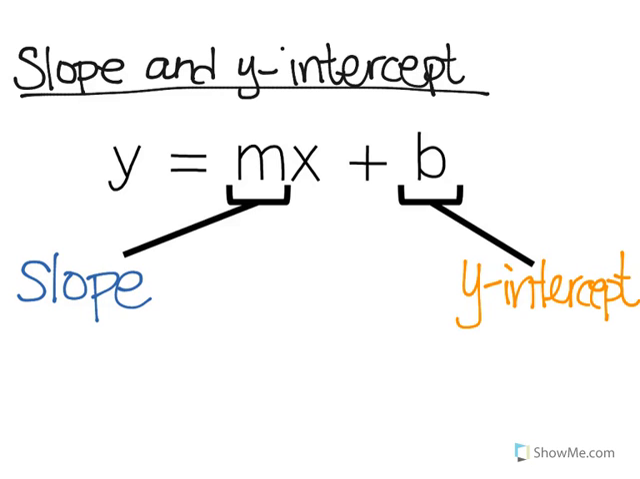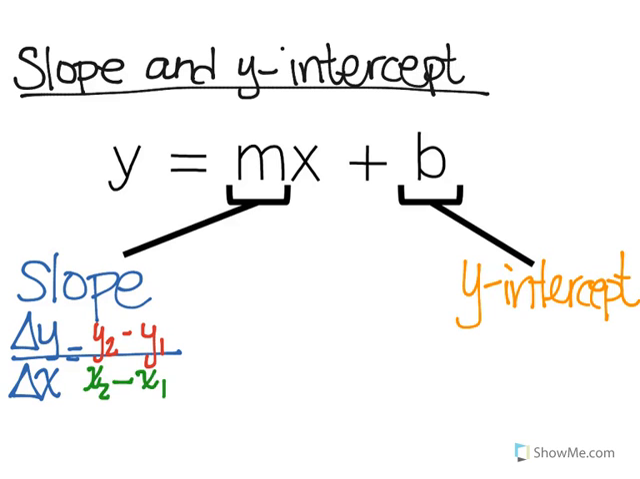Slope is when you take the change in y and you divide it by the change in x. And so my change in y is equal to my rise, my second y minus my first y. And my change in x is my second x minus my first x. So it's your rise over your run. That is slope.